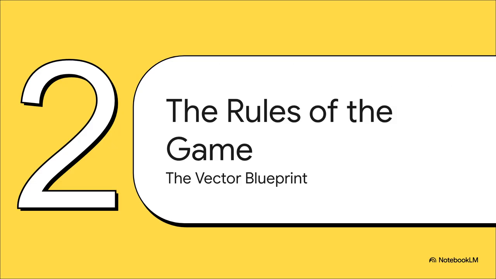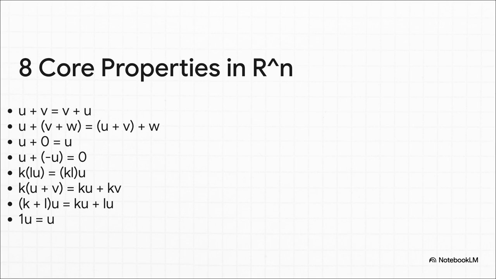Okay, so if those are the moves we can make, what's the rule book? What are the fundamental properties that make this whole game work? This is where we start to uncover the blueprint for what really makes a vector a vector. Now, when you look at these 8 rules, you might be thinking, yeah, okay, so what? I mean, of course, u plus v is the same as v plus u. Duh. And of course, adding 0 doesn't do anything. We've kind of taken these things for granted our whole lives.